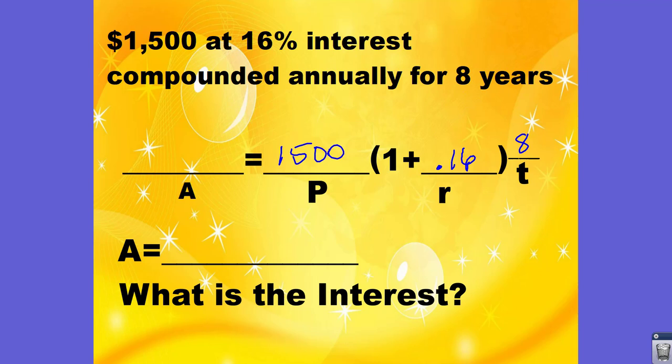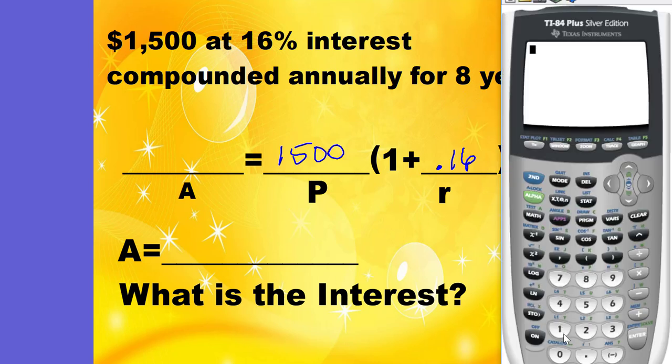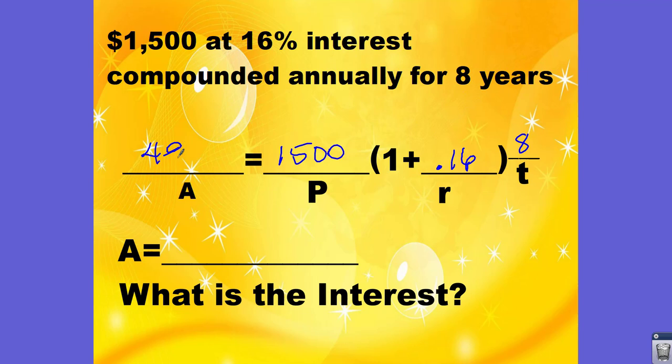Okay, so let's see. Let's get our calculator up here, and let's type that in. So we're going to do 1,500, right, parenthesis, and then 1 plus the interest rate, which is 0.16, close parenthesis, and then we want the exponent key because we need to raise it to the exponent of 8. Okay, so we hit enter, and you'll notice that our overall amount, the A, is actually going to be, and we're going to round to the nearest cent, $4,917.62.